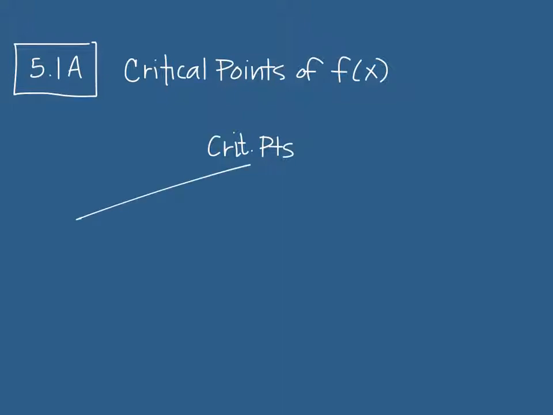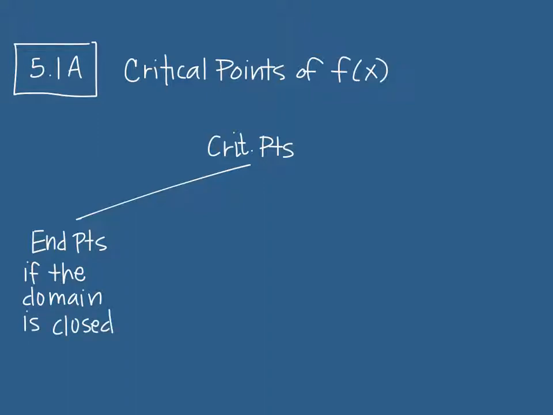All right, the first kind of critical points are the endpoints of a function if it has one. So the endpoints, if the domain is a closed interval. So if the domain is closed, those endpoints fall into the category of being one of the critical points.